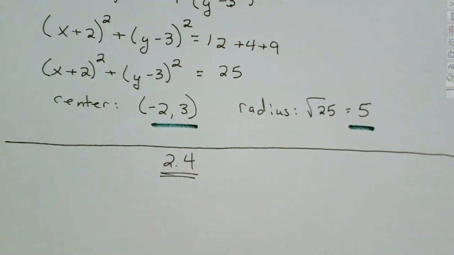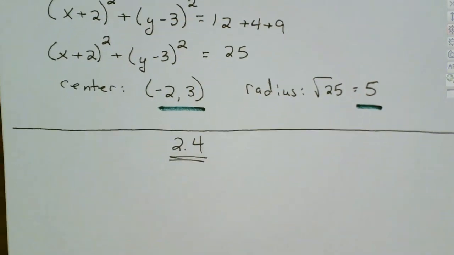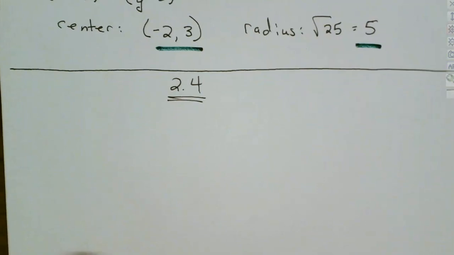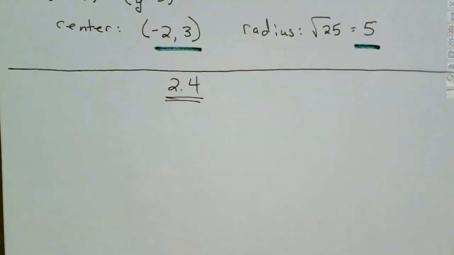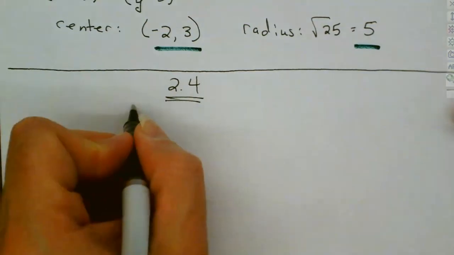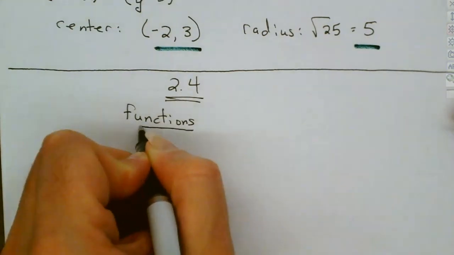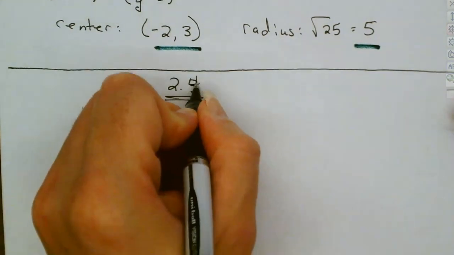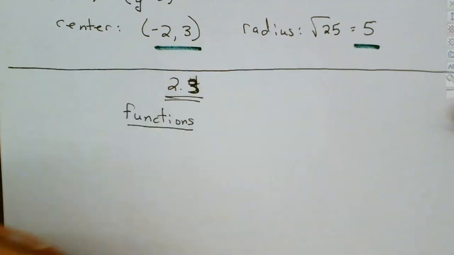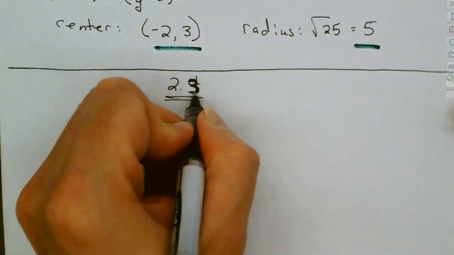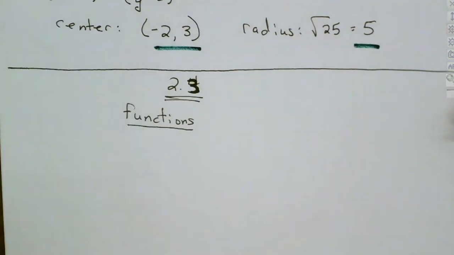Now we're going to move on, if we don't have any other questions. And we're going to look at 2.4. And 2.4 is functions. Oh, sorry, 2.3, not 2.4. My mistake. Let's take it to the other class. We'll get through 2.4 today, but we're going to look at 2.3 first, which is functions.